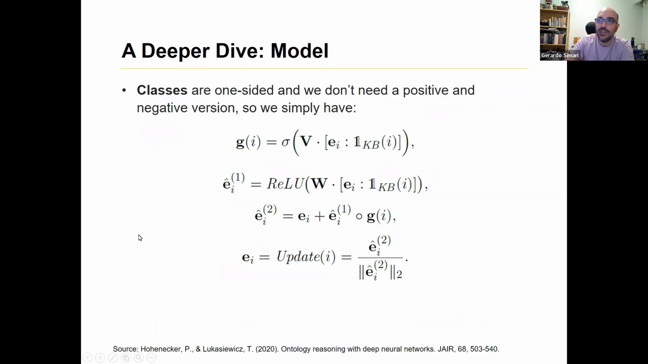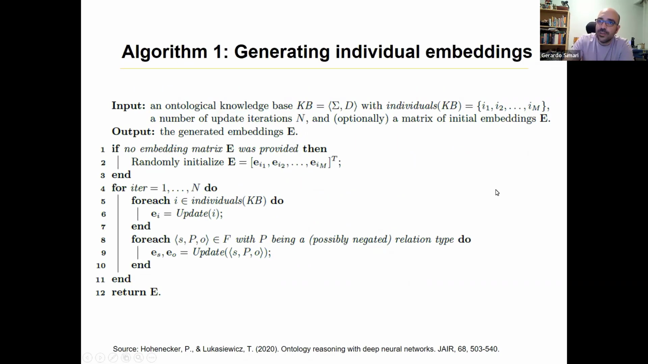For classes, we have the same kind of thing. So classes are much simpler because they're one-sided. We don't have two individuals participating, and we don't even need a positive and negative version. We can just train one and then take the one minus to refer to the negation. So in this case, the model parameters are just these two vectors. And the algorithm, as I mentioned before, for doing this is not involved. So this is a quick overview of this.